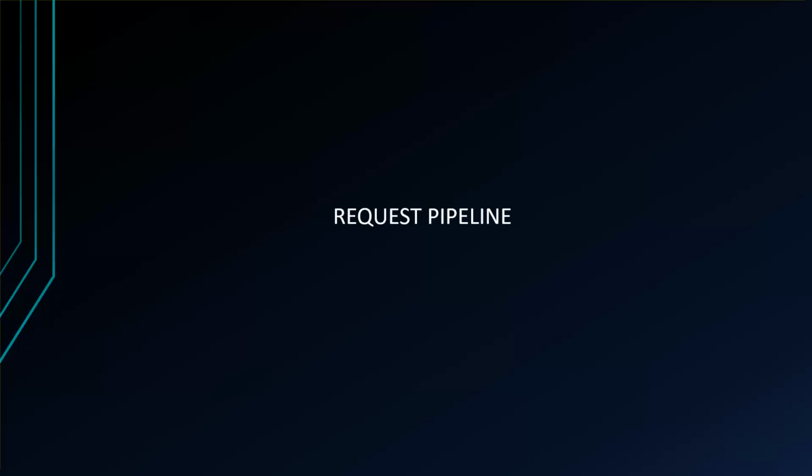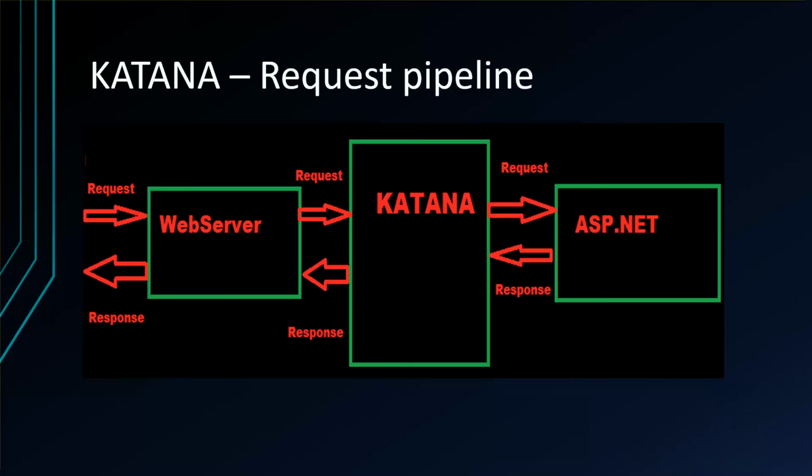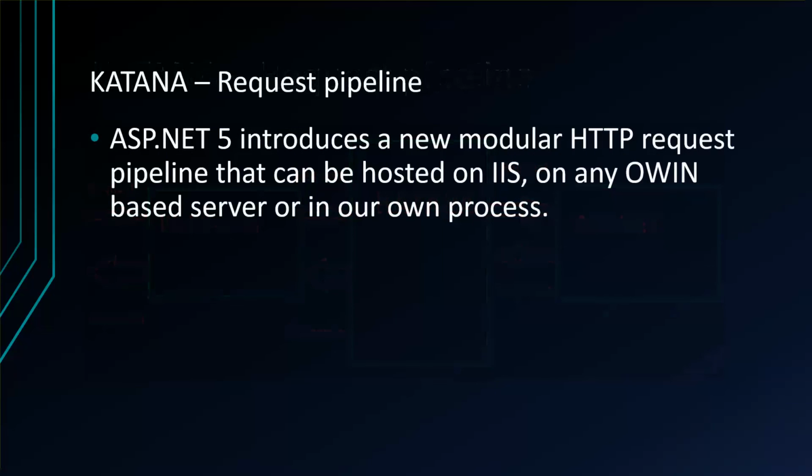What exactly is the request pipeline? How can we configure and set up the request pipeline? If you see this, the request goes something like this. Once we request a particular resource from the web server, from the web server it goes to Katana, and from Katana to ASP.NET. ASP.NET 5 introduced a new modular HTTP request pipeline that can be hosted on IIS, any OWIN-based server, or our own process. Let's see how the request processing happens internally.